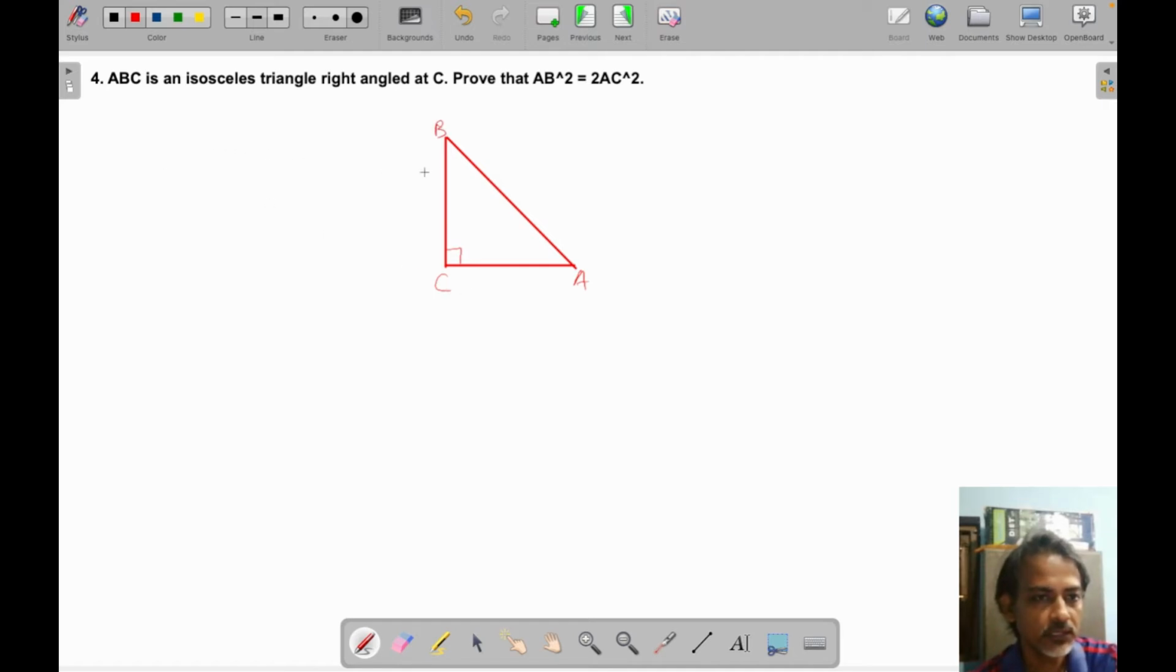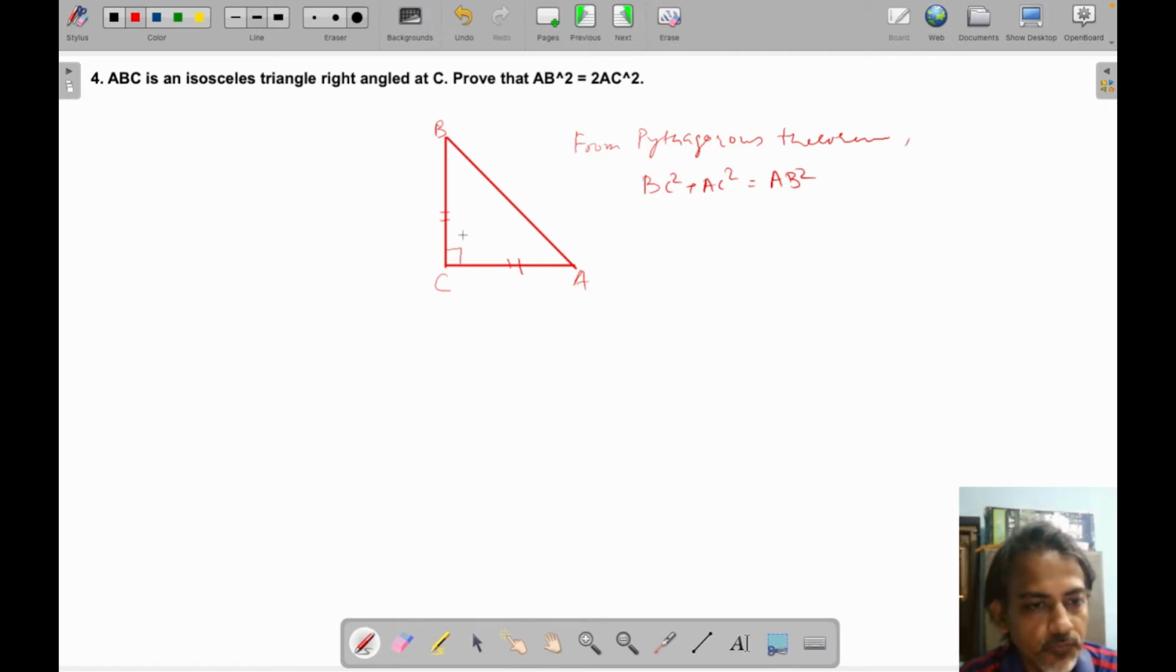So from Pythagoras theorem we know that BC square plus AC square equals AB square. Also it's given that ABC is an isosceles triangle. So if it's an isosceles triangle, we know that only this side can be equal to this side. Hypotenuse cannot be equal to any other side.